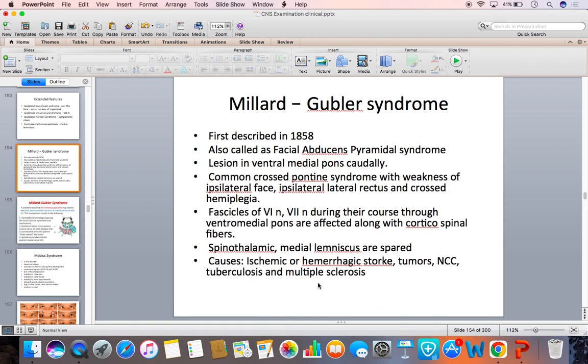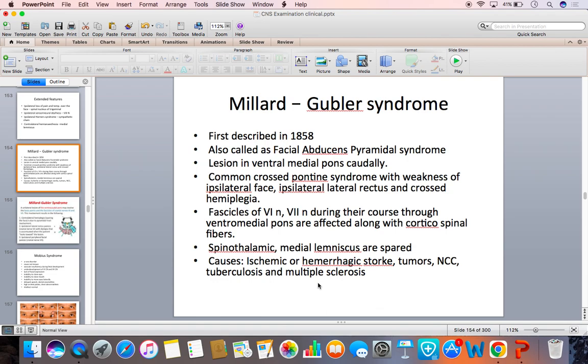The fibers of the 6th, 7th nerves during their course through the ventromedial pons are affected, along with the corticospinal fibers. This is very simple to understand, as I showed you the diagram. Spinothalamic and the medial lemniscus are spared.